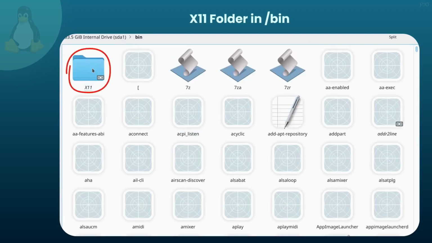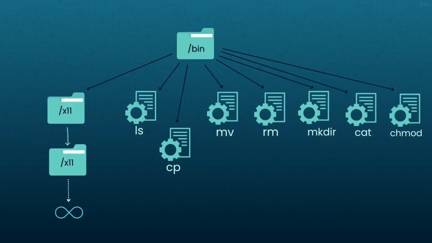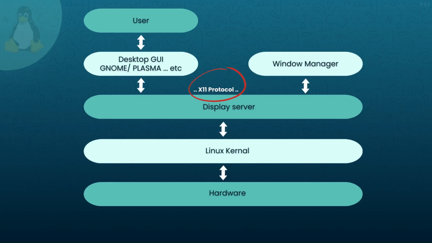Now, let's see what is this X11 folder. The X11 directory contains executable binaries related to the X window system, which provides the graphical user interface, GUI, for Linux desktop environments. Specifically, it contains the X11 server, which is responsible for drawing windows and handling user input. In modern Linux distributions, the X window system is commonly replaced by Wayland, which is a newer protocol for displaying graphical content. However, many legacy applications and desktop environments still rely on the X window system and its associated binaries.